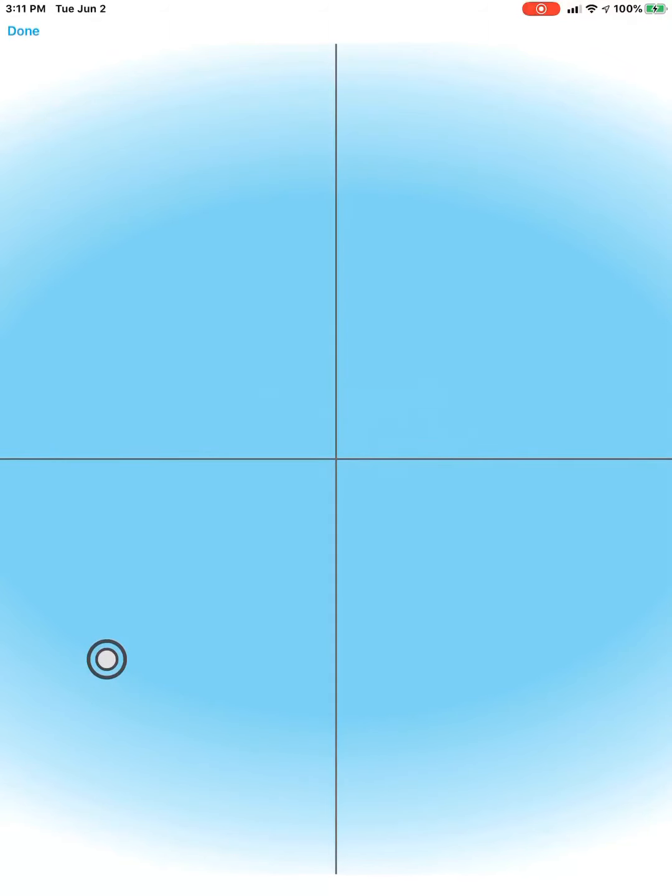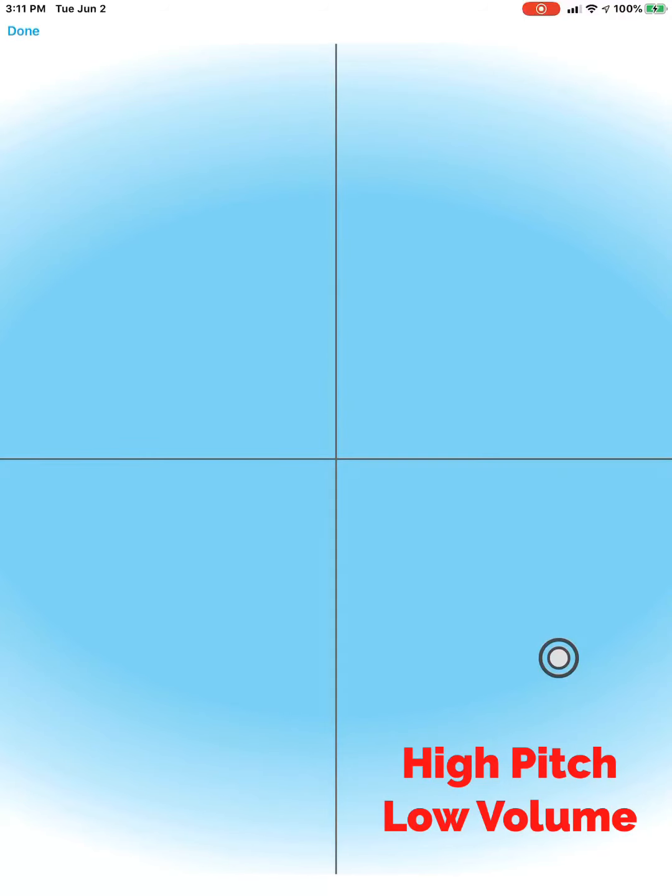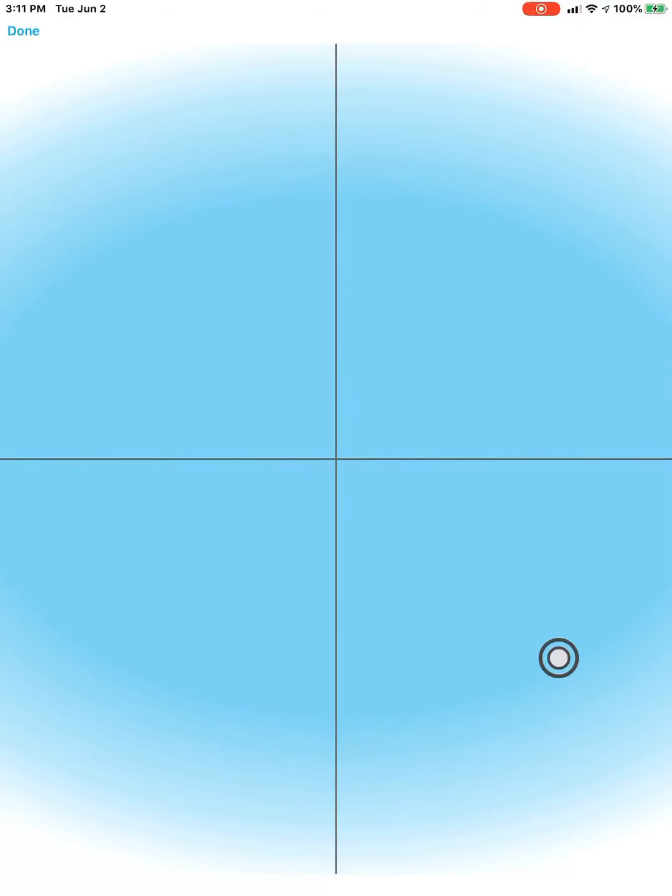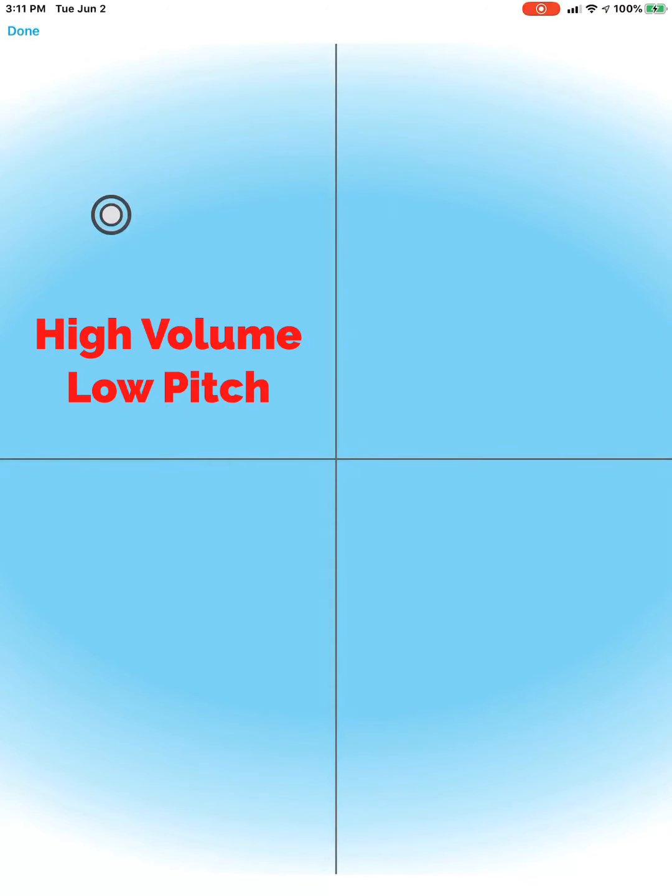Let's say the volume's okay, but we want more pitch. We can also drag that little circle over to the right. So we didn't change our volume. We're still in the bottom half of our screen here, but we did change our pitch by dragging that circle over to the right. And then finally, we can increase our volume but decrease our pitch as well. So we can drag it all the way to the opposite quadrant, that top left-hand quadrant, and that gives us more volume but a lower pitch.